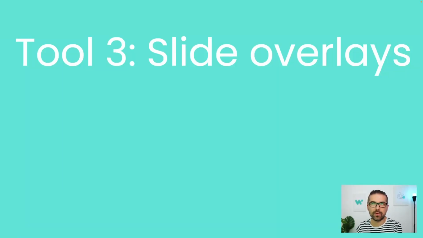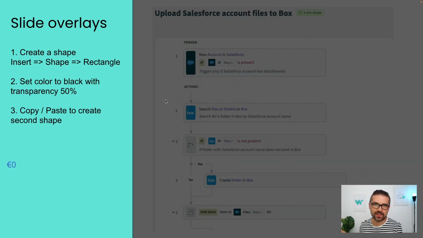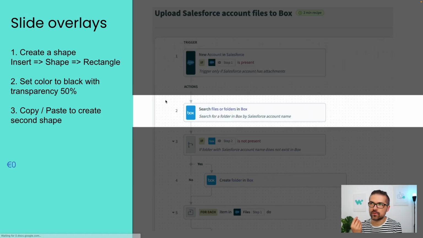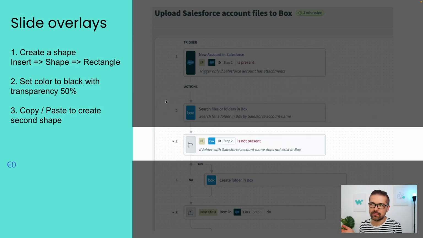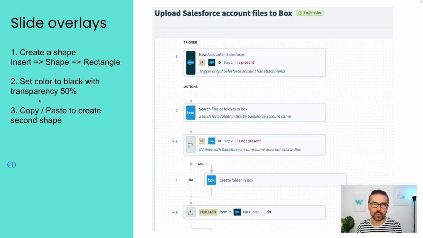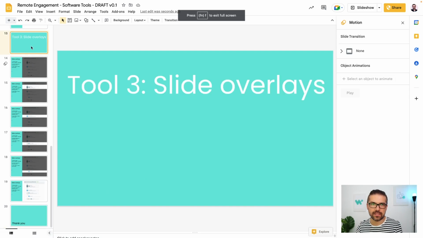Okay, and the tool number 3 is what I call the slide overlay demo. And this is how it looks. So this is just a slide with a screenshot that you can show the customer. Hi, Mr. Customer, do you remember the trigger that hits on new account in Salesforce? And again, it goes to action number 2, goes to action number 3 to check if it exists or not, and then creates a folder in Box. So this is a technique that can be used inside slides or PowerPoint. And here's how you can do this.